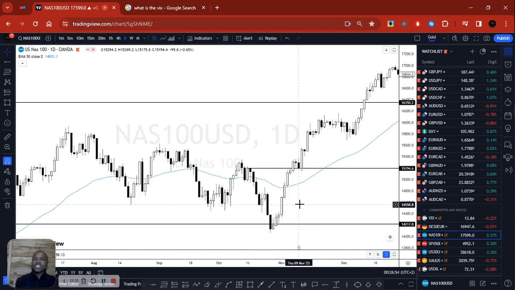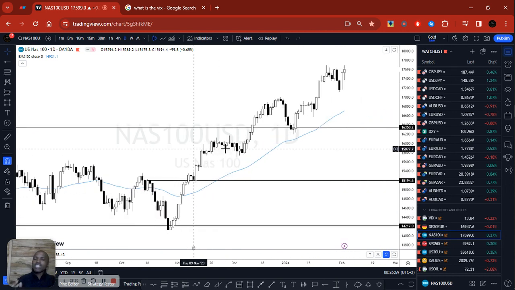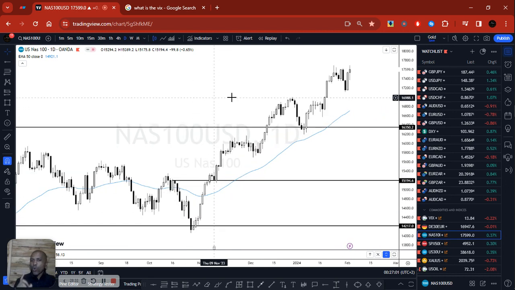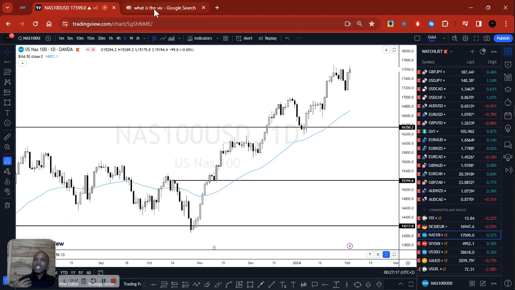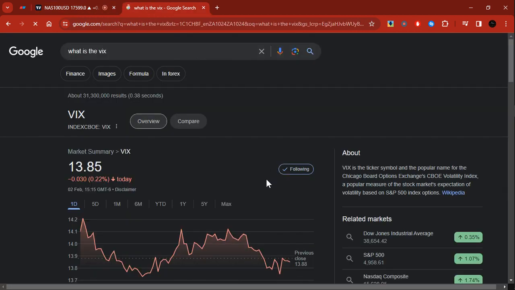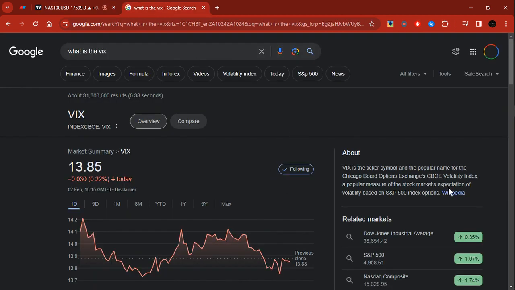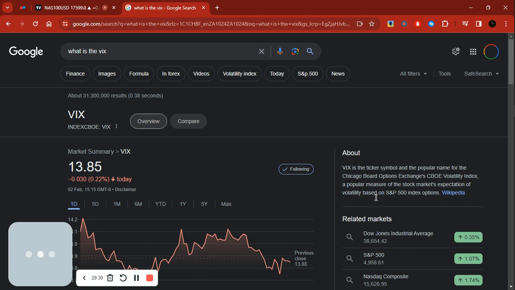But this is essentially what I'm trying to explain to you guys, that using the volatility index as your timer of when you look to enter on indices is going to help you a lot because they move in opposite directions. And like I said, it is a measure. If you go back to the example here, it's still loading, but it is essentially a measure of what? Of the stock market's expectation of volatility based on S&P 500 index options.